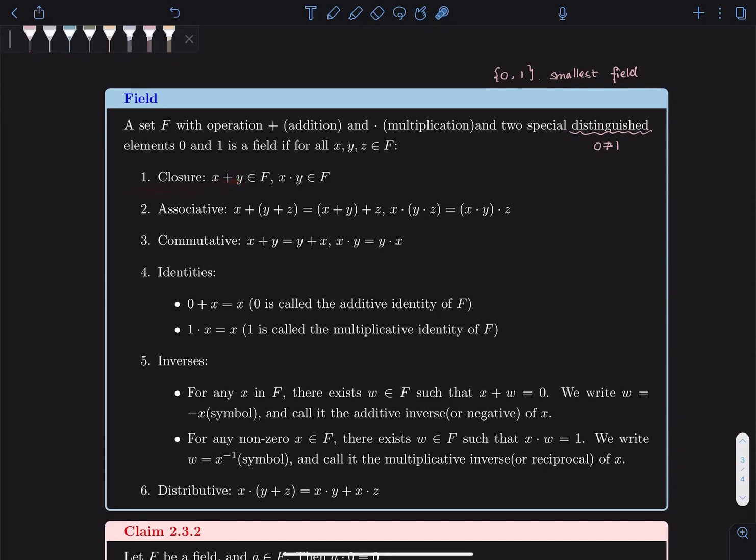Closure means that if you add 2 elements in the field together, you still get elements in the field. If you multiply them together, you still get elements in the field. So I'm going to use this to tell you some of the sets that are not fields, so we can use them as counterexamples. So for example, the set of integers is not a field.